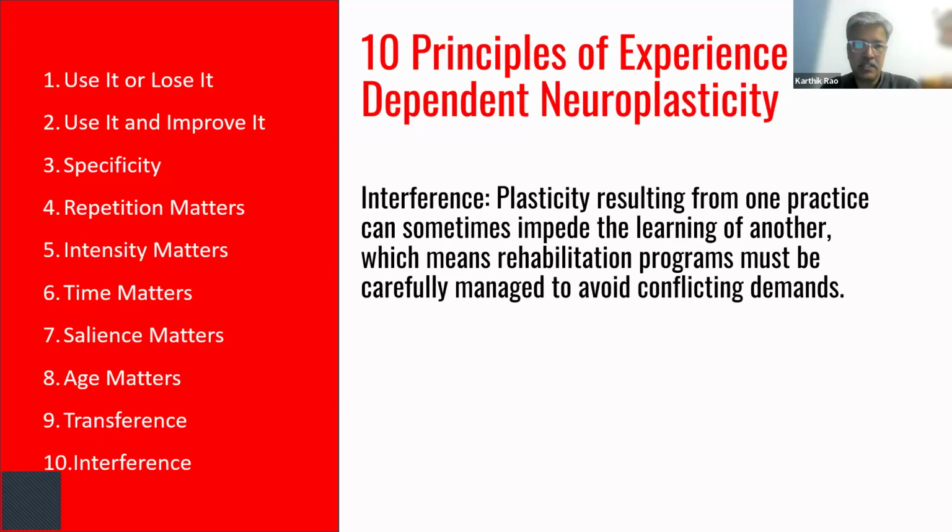And the last principle is that of interference. So what is interference? It's the opposite of transference. Transference is something which is going to help you to learn a new skill by giving you a head start. Whereas interference is the opposite. If I choose two goals which are contradictory to each other, then when I work on one goal, I'm actually doing an injustice to the other goal. I cannot work on both these goals at the same time. So that is the interference.